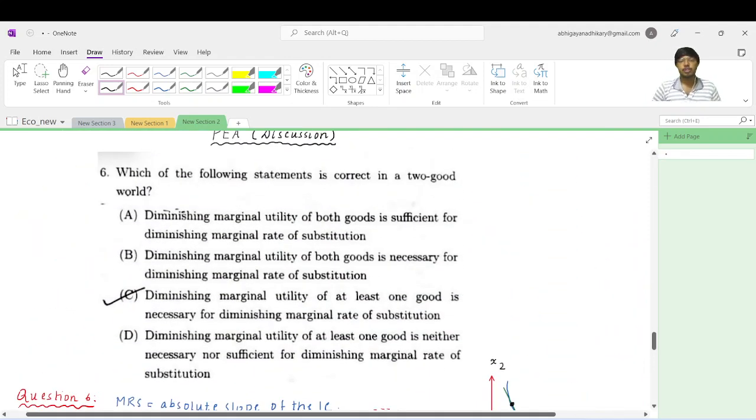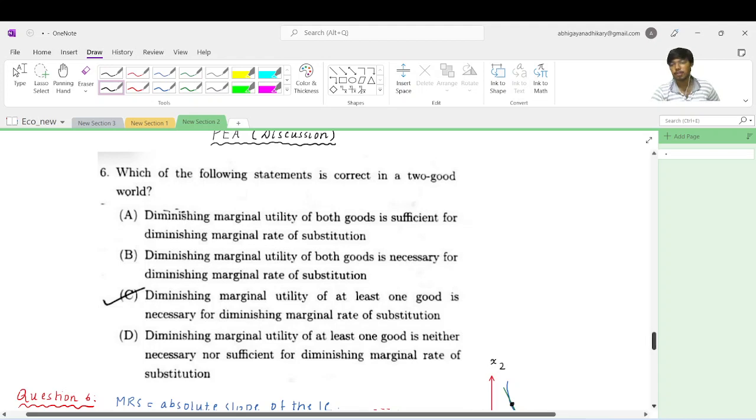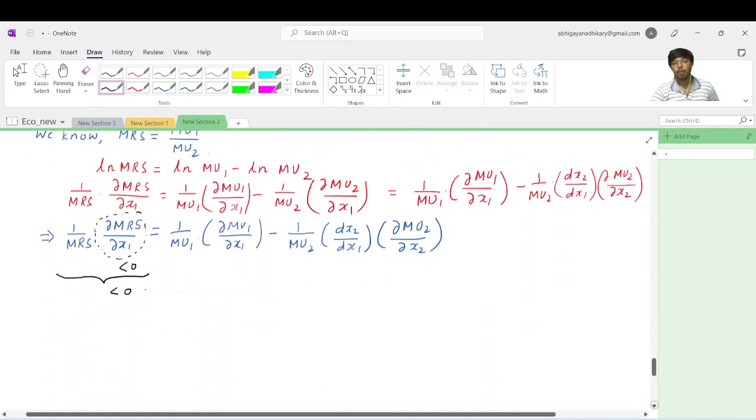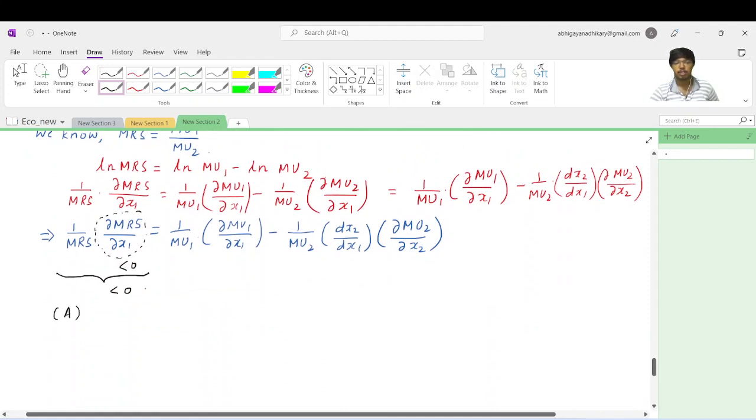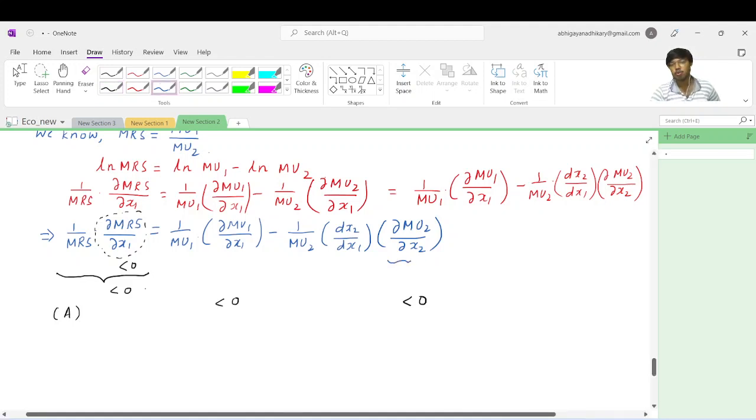The first option says that diminishing marginal utility of both goods is sufficient for diminishing marginal rate of substitution. That means for option A, they are saying that these two should be negative. Then this will ensure that the left hand side is negative, but need not necessarily, right? Because check over here that del mu2 by del x2 being negative, over here we have a minus. So this entire term will become positive. So negative and positive, it is possible that the answer becomes positive. So this is not necessarily true.